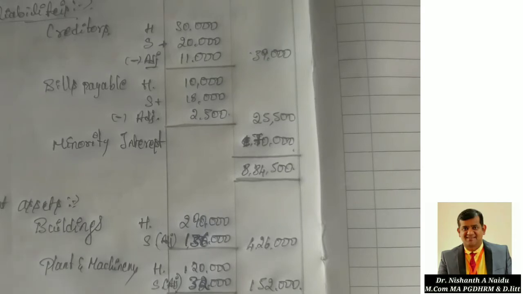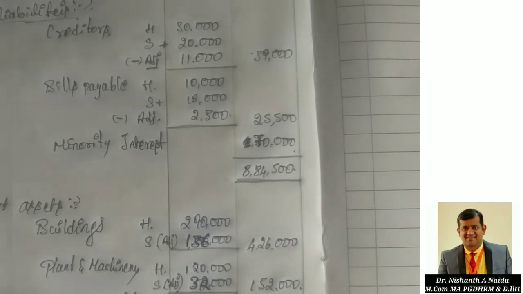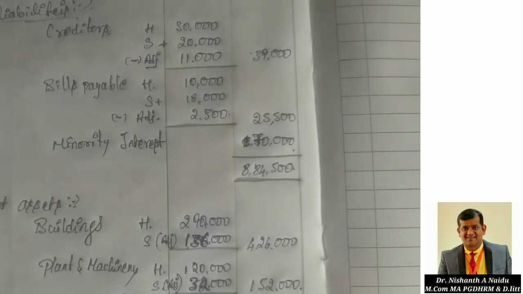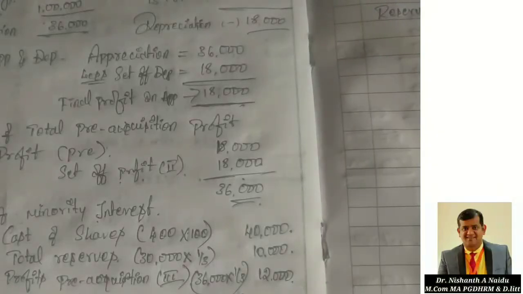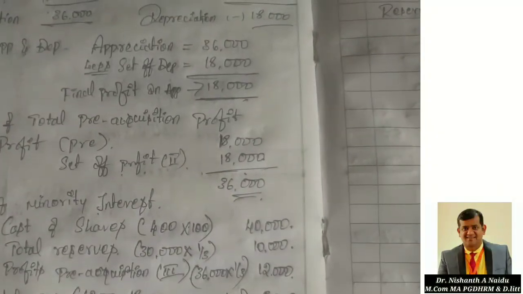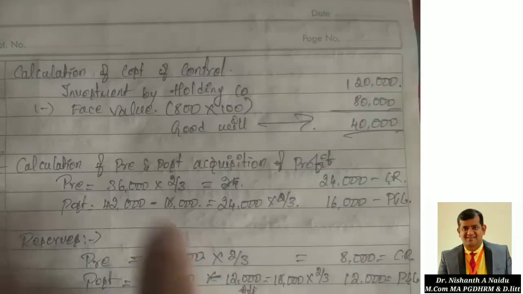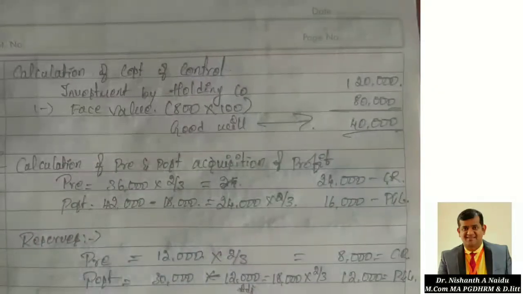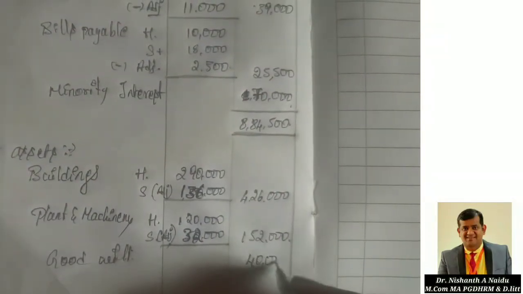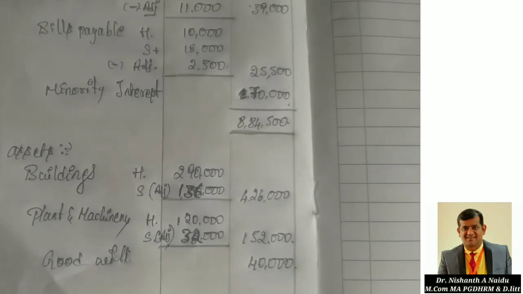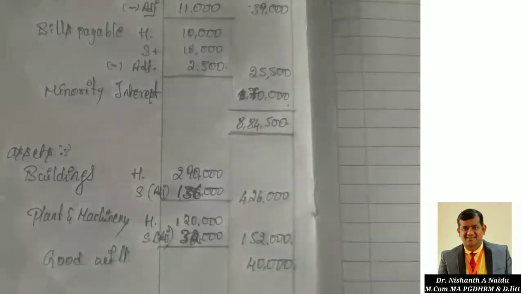Then next we have goodwill. We have done the working note and identified the value of the goodwill in step number 5, calculation of cost of control. Goodwill is 40,000. So take that goodwill into non-current assets, 40,000 rupees.